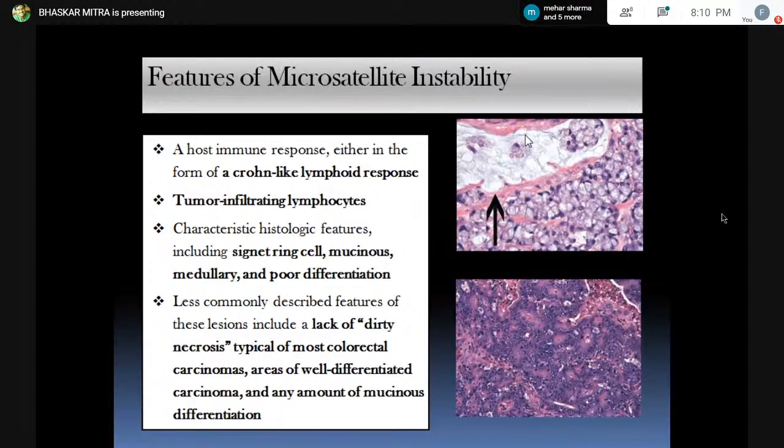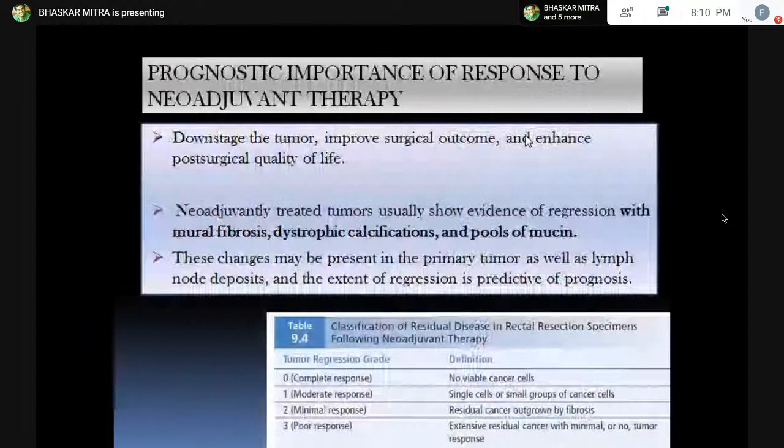Now, most tumors are first downstaged with neoadjuvant therapies nowadays to improve the surgical outcome and enhance quality of life. Neoadjuvantly treated tumors usually show regression in the form of mural fibrosis, dystrophic calcification, and pools of acellular mucin. This may be present both in the primary tumor as well as the lymph node deposits. The extent of regression is a good predictive marker of prognosis.